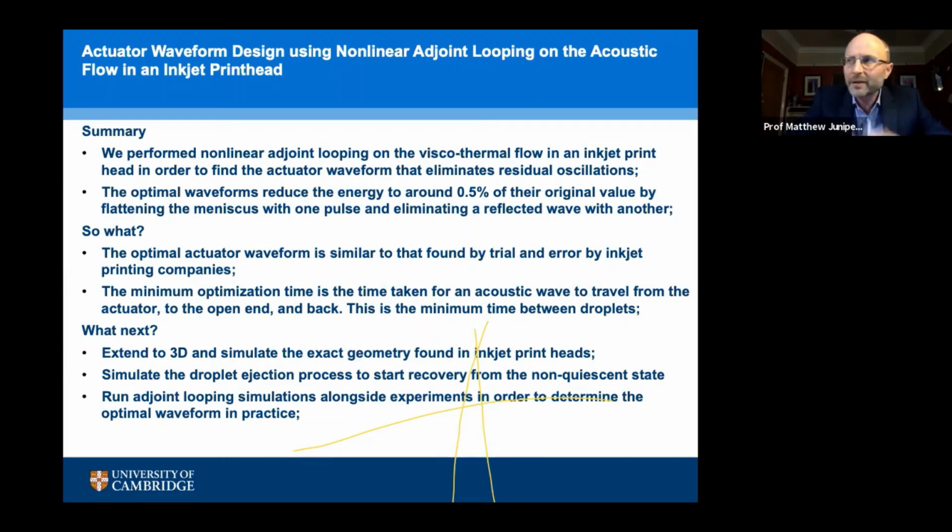And I think finally, the really nice thing about adjoint looping is that you can stabilize or you can achieve anything to any model you have, but you rely on your model being an accurate representation of the real thing you're looking at. Now, the only way to test that is with experiments. And so you really need to run these sorts of simulations alongside experiments in order to work out what the optimal waveform is in practice, not just in theory.